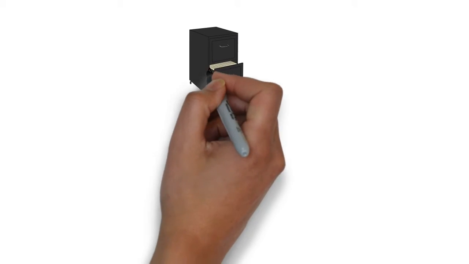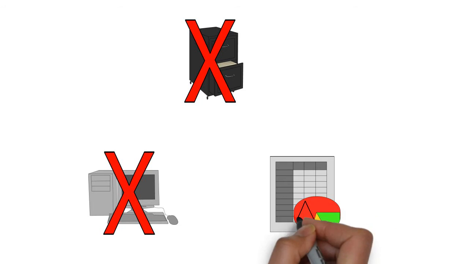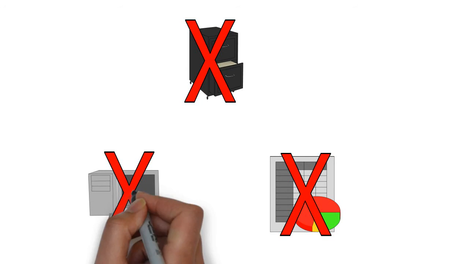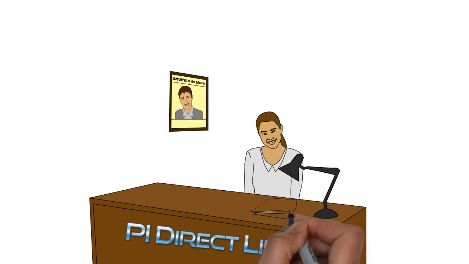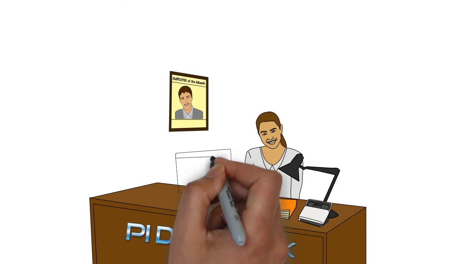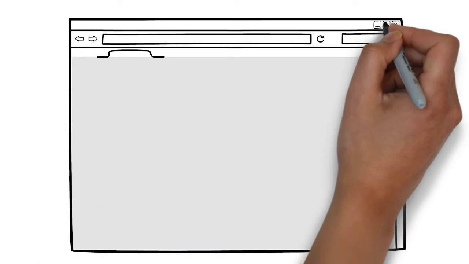Don't rely on unsecure file cabinets, word processing programs, spreadsheets, and outdated desktop-based software. These methods can leave data at risk. Think of PI DirectLink as a digital secretary that keeps your case-related information organized and accessible at all times to anyone in your company.